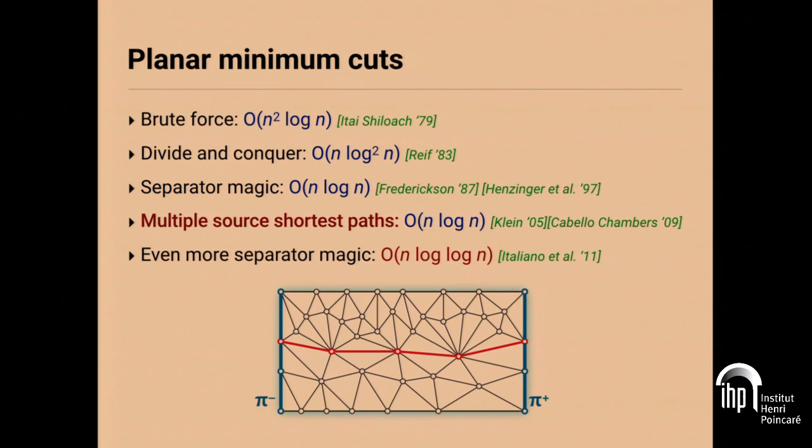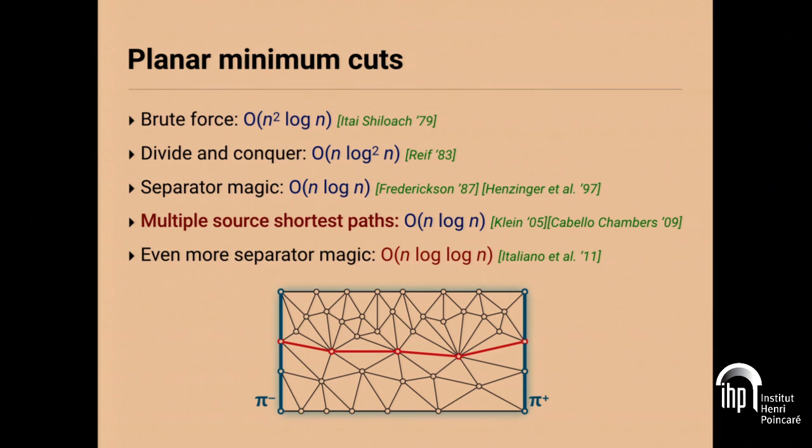Then Klein came along and came up with the multiple source shortest path problem and simplified the n log n algorithm. You just run a multiple source shortest path algorithm along the left edge, exactly what I showed you yesterday. And then some of Klein's students and collaborators took the much more complicated divide and conquer algorithm and combined it with multiple source shortest paths and made it even more complicated, but got the log down to a log-log. And nobody really believes that log-log is there, but we're kind of stuck. We really think it should be linear time.